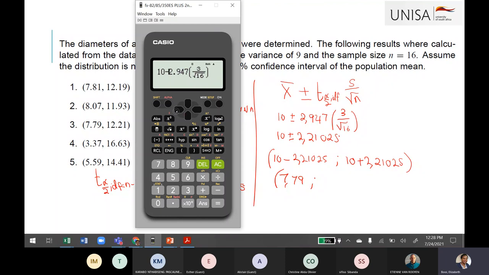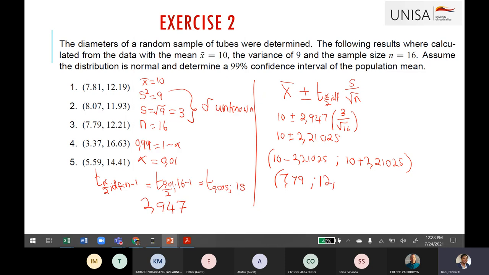On the positive side, you just add 10, and round it off to two decimals, we are left with 12.21, which means option three. Option three is the right answer.